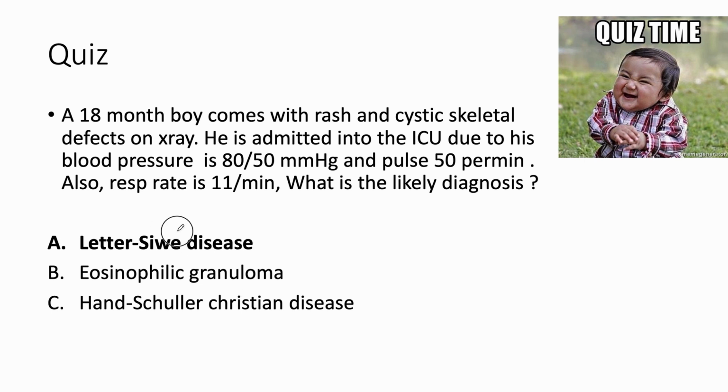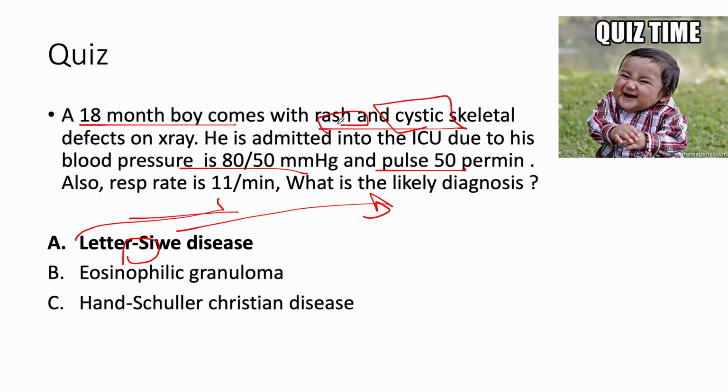I'll move on. Letterer-Siwe disease. Remember, we said L as in lethal. That explains all these: decreased blood pressure, decreased pulse, decreased respiratory rate, and the S as in small boy. So, 18-year-old boy. Cystic skeletal defects and rash. Eosinophilic granuloma, we said it was SAME, so no skin involvement. Automatically, this guy's the same. He is a boy, so he's out over there. Skin is going to be out over here.